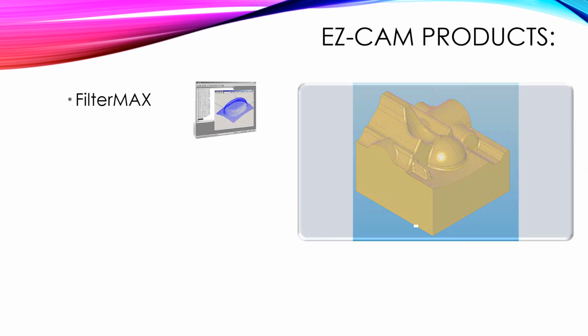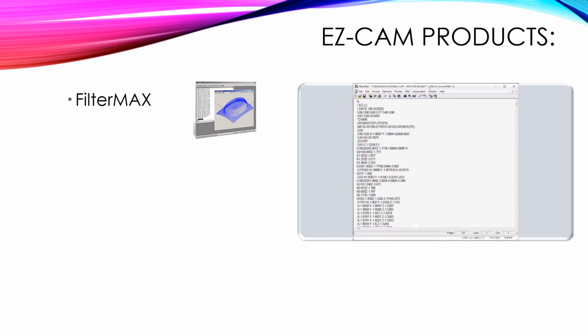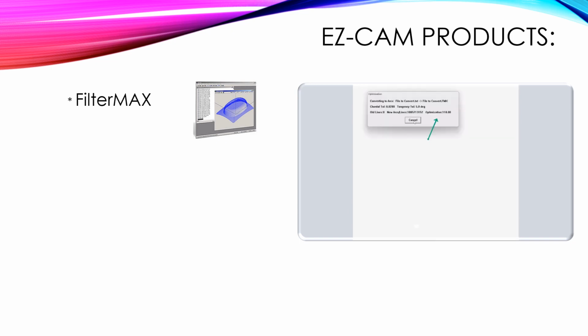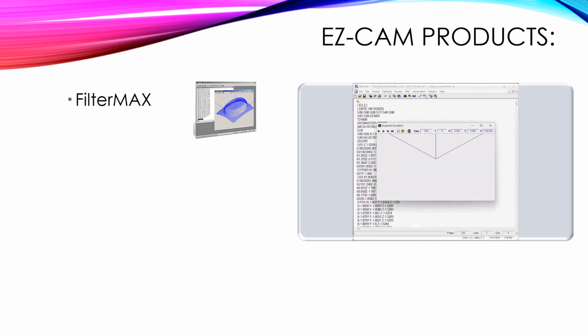FilterMax optimizes toolpath for milling and turning. We take all those short line segments and convert them into arcs in the G17, G18, and G19 planes. Shorten and optimize your G-code file by up to 98%. Preview toolpaths through wireframe simulation. Read existing G-code with backplotting, and convert your toolpath to DXF.